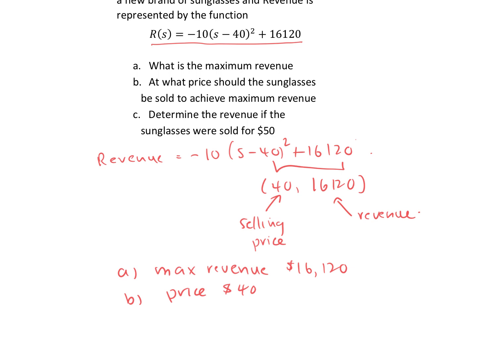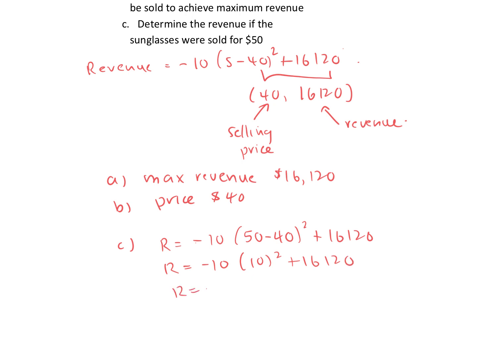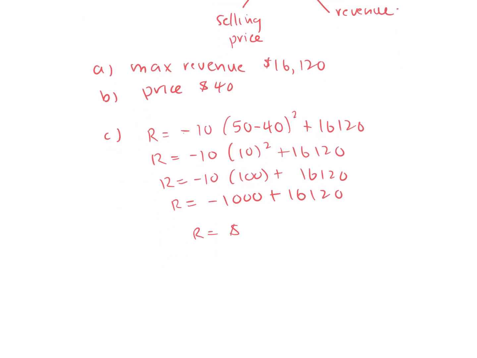And then it says determine the revenue if the sunglasses were sold for $50. So again, we have the revenue equation. We want to know when it's $50, so put in a price of 50. And then we'll just calculate that revenue. So 50 minus 40 is 10. 10 squared is 100. -10 times 100 is -1,000. And then that will give us revenue of 15,120.